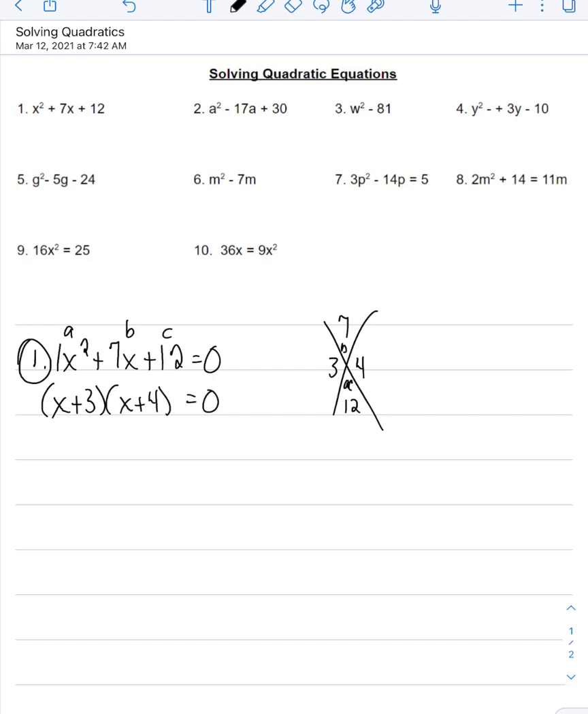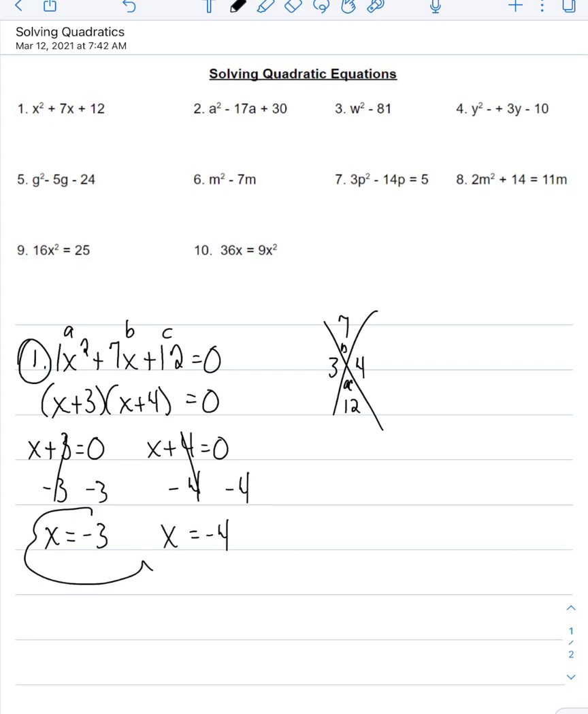And then to solve, remember we set each factor equal to 0. X plus 3 equals 0, X plus 4 equals 0, and then solve for X. So on this one, we're going to subtract 3 from both sides. So we have X equals negative 3, and then we're going to subtract 4 from both sides on this one, so X equals negative 4. So my two zeros, or my solutions, are negative 3 and negative 4.